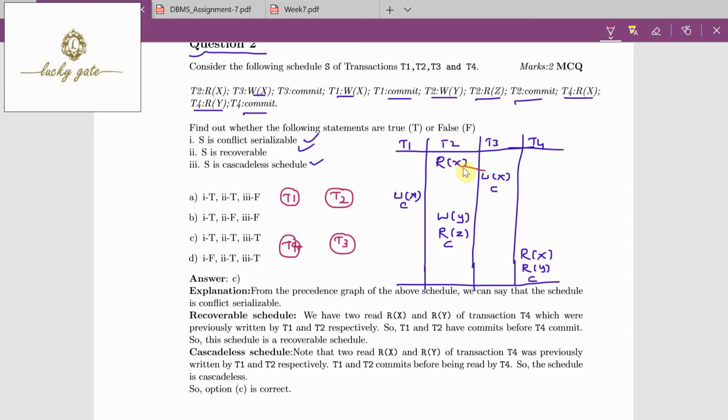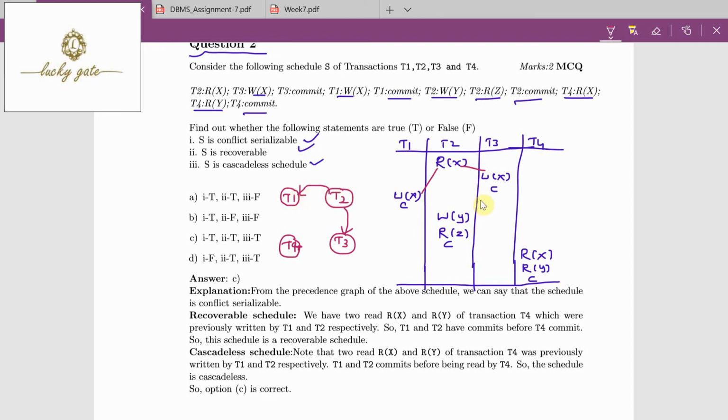Now look. Read X, write X is a conflict operation. What are the conflict operations? Read-write, write-read, and write-write conflicts. Now T2 read X and T3 write X is a conflict from 2 to 3. So we have to draw an edge from 2 to 3. Next, this read X also conflicts with write X, so that conflict is from 2 to 1. So draw an edge from 2 to 1.